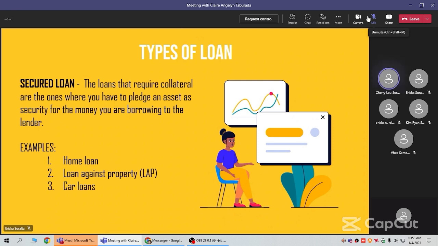So in loans, there are two types of loan. First is secured loan. This is a loan that requires collateral, where you have to pledge an asset as security for the money you are borrowing to the lender. Examples of secured loans: first is home loan. This is a secured mode of finance that gives you the funds to buy or build the home of your choice. Second is loan against property, or LAP. This is one of the most common forms of a secured loan. Third is car loan.